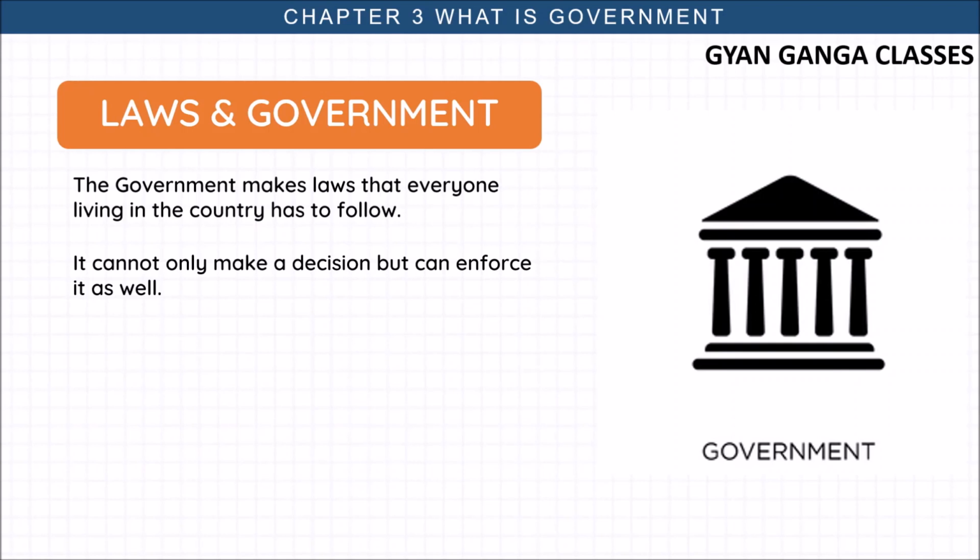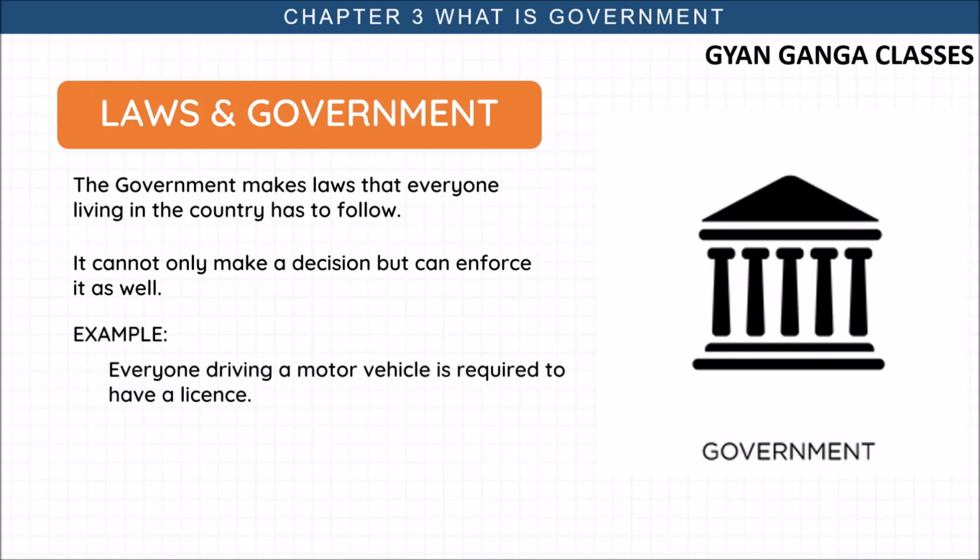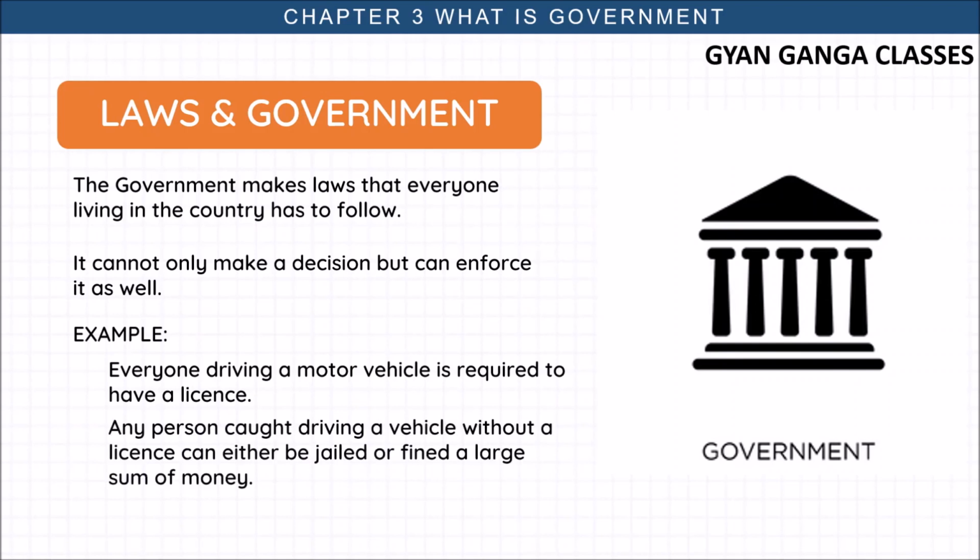What is government? Government not only has the power to make a decision, but it also has the power to enforce it on the people. So that is what law is, something that we have to abide by, and the law is made by government. Let us take an example of a normal rule that we have: everyone driving a motor vehicle is required to have a license. Any person caught driving a vehicle without a license would be either jailed or fined some money. So this is a traffic rule, or you can say this is a traffic law.